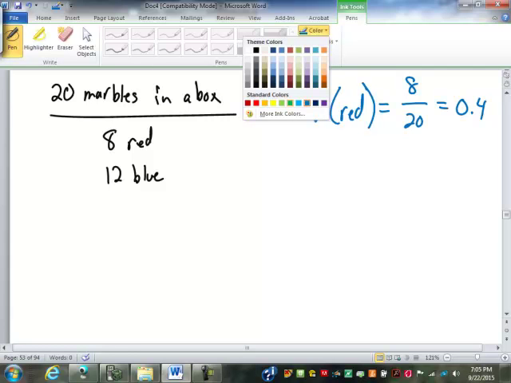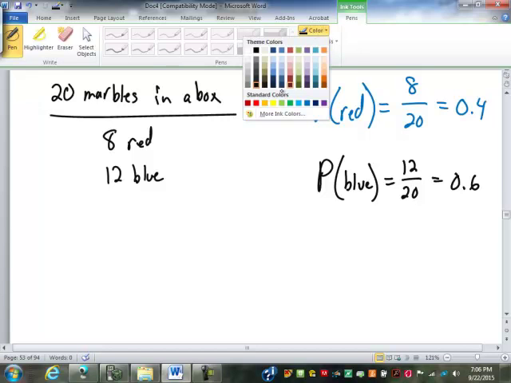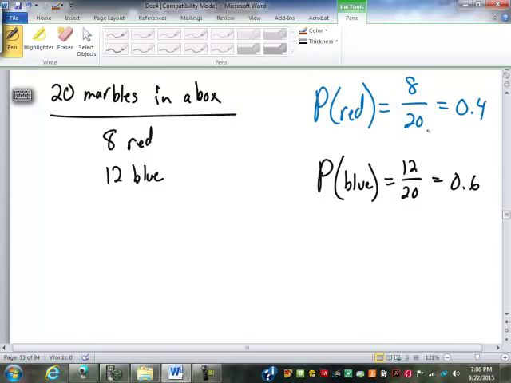What's the probability, it's kind of ironic to put the red and blue, of reaching in and pulling out a blue marble? There's 12 blue out of 20, or 0.6. So it is quite a bit more likely to get a blue than it is a red.